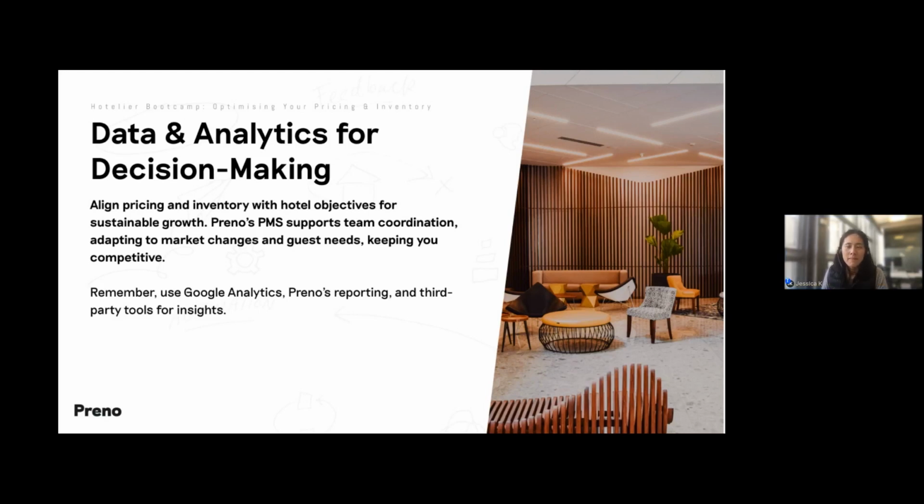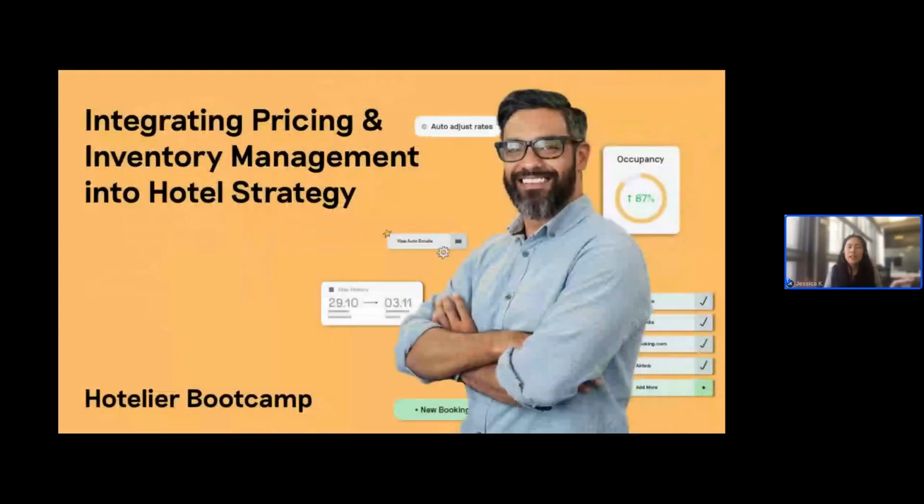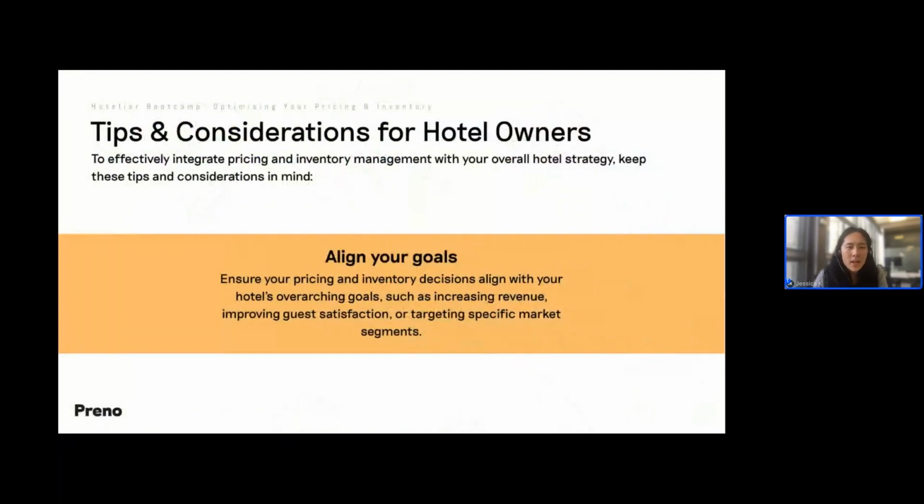Next one. Cool. And so, yeah, integrating the pricing and inventory management in the hotel strategy, this is kind of how everything comes together. So here are some tips and considerations for you guys. So aligning your goals. Make sure your pricing and inventory decisions align with your hotel's overall goals. Like, are you trying to increase customer satisfaction, increase revenue, target a specific segment in the market? Make sure you know what you're going for so you have direction.